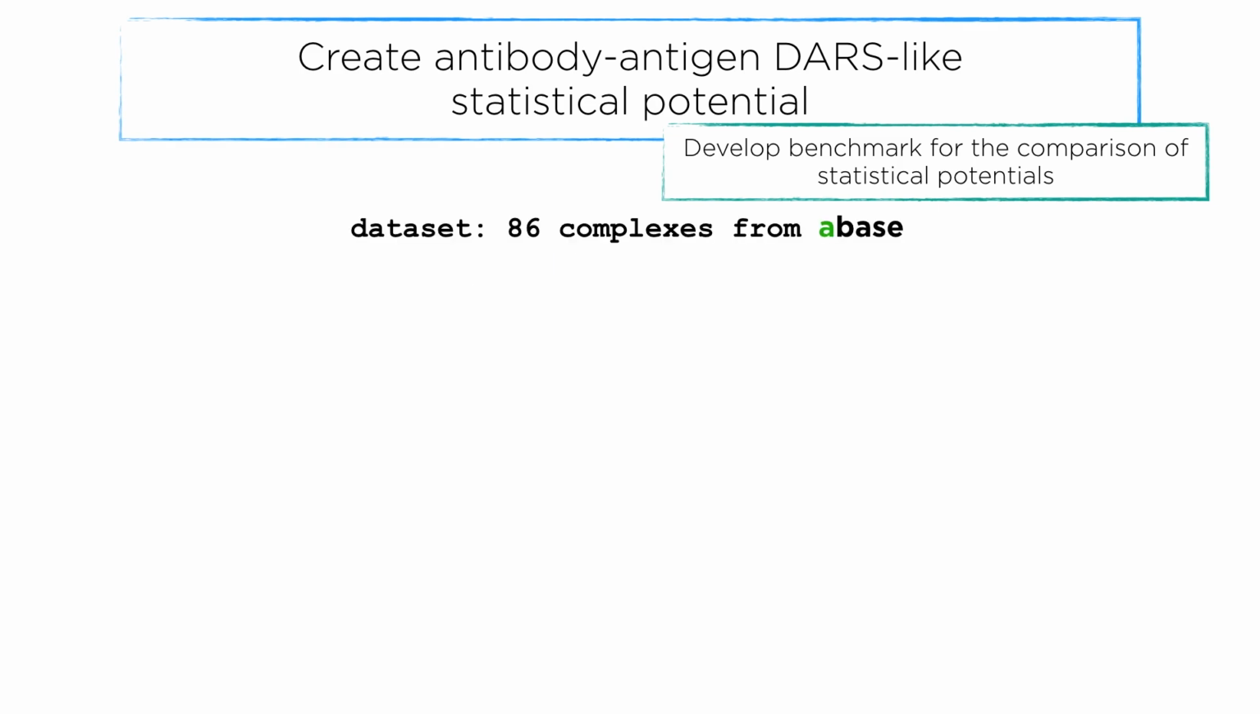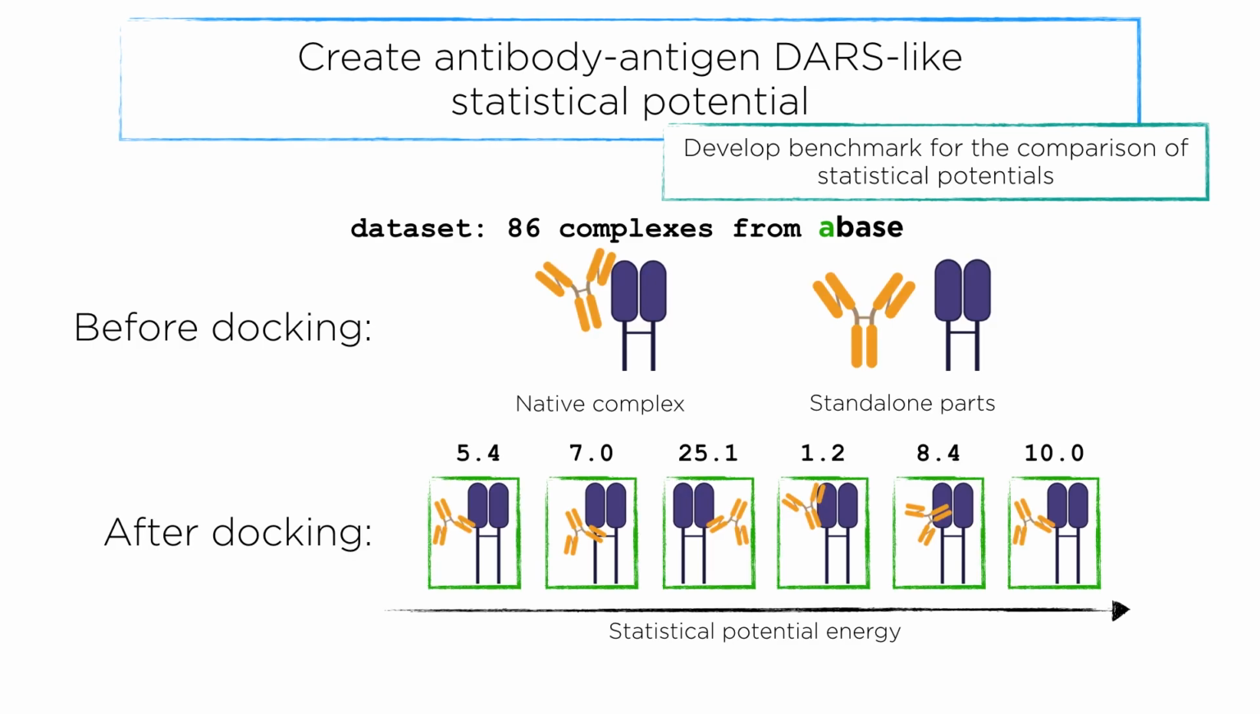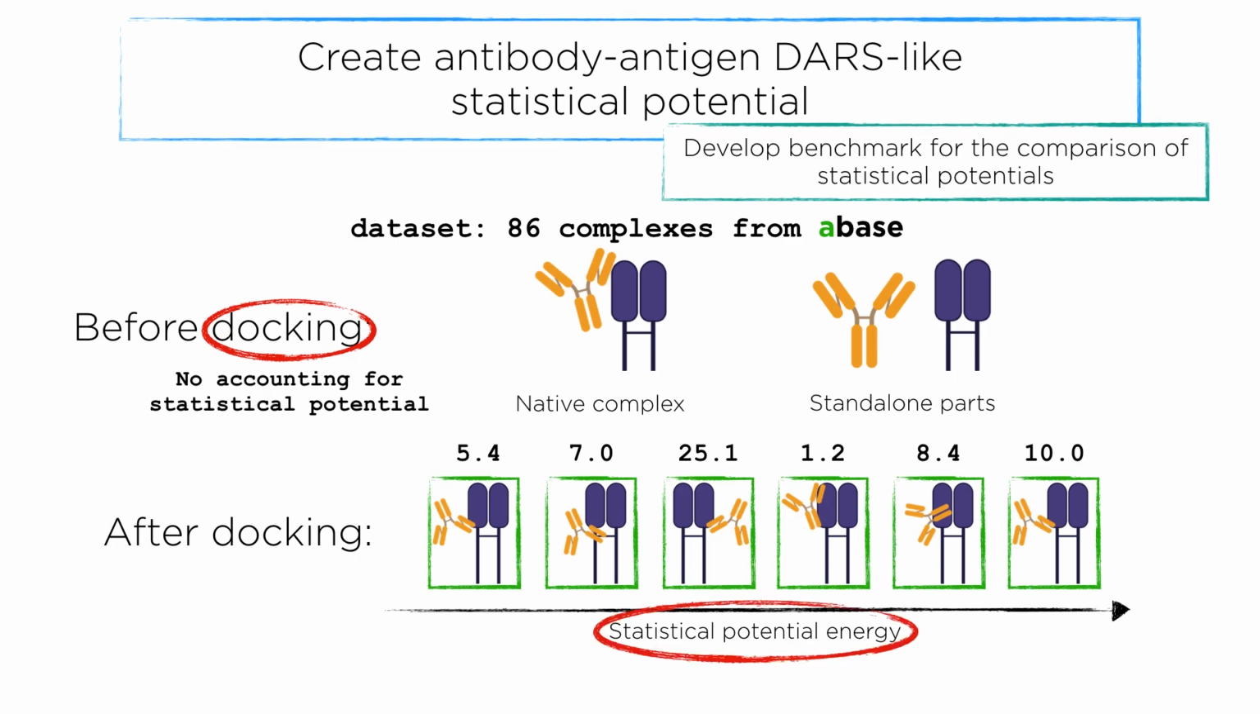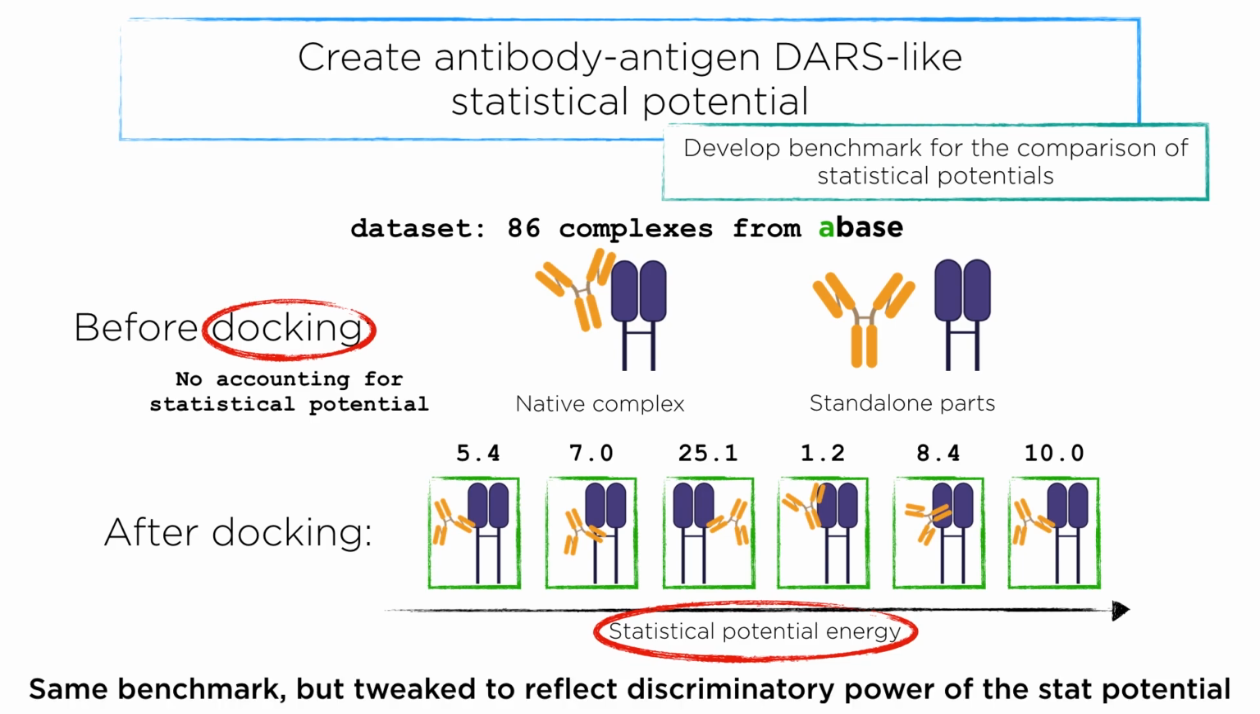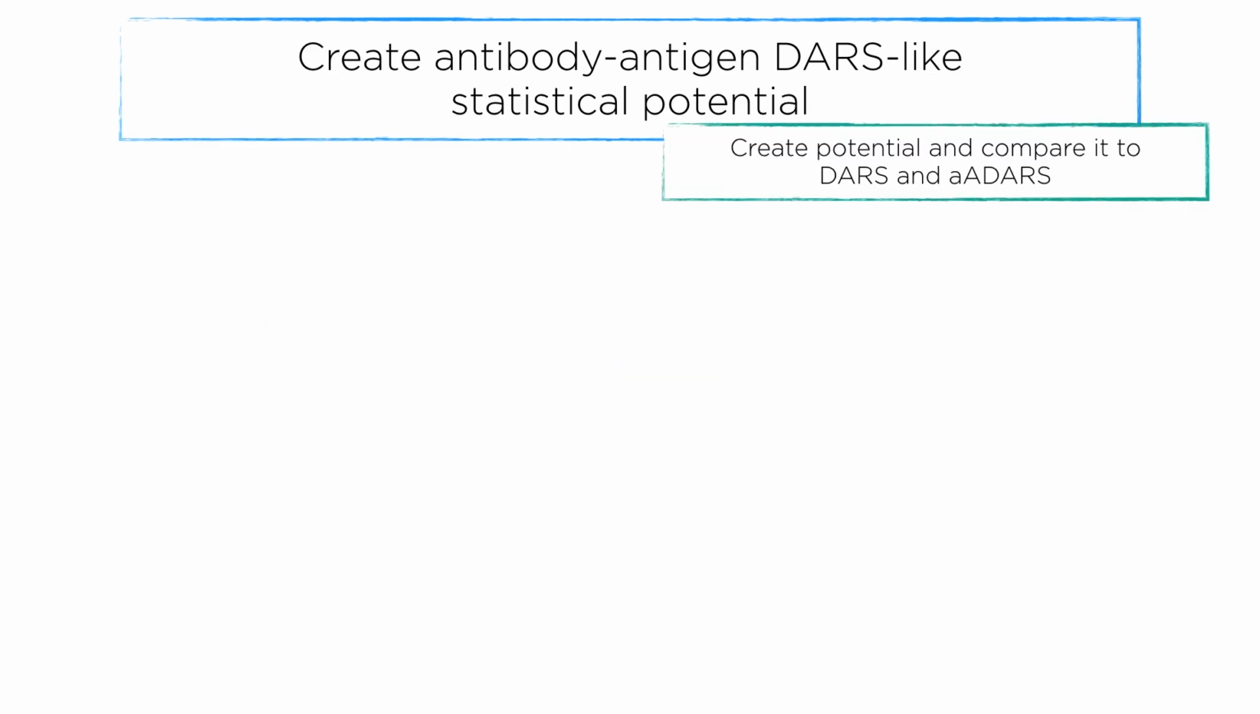As the benchmark itself, we chose a technique quite similar to the one that we used to compare performances of docking algorithms, with two major changes. First of all, when docking standalone parts of native complexes, we used a correlation function that doesn't account for statistical potential, in order for our benchmark to be unbiased towards any statistical potential. And second of all, we sorted the conformations in the order of their statistical potential energy. Therefore, we created a benchmark with two major tweaks that are aimed at reflecting the discriminatory power of the statistical potential that is being benchmarked.